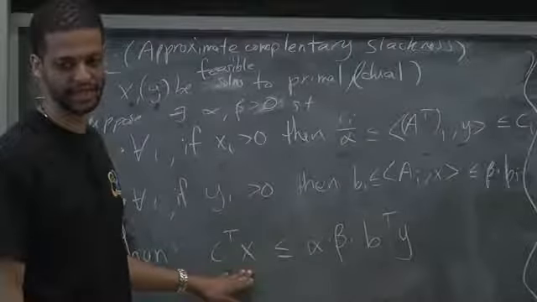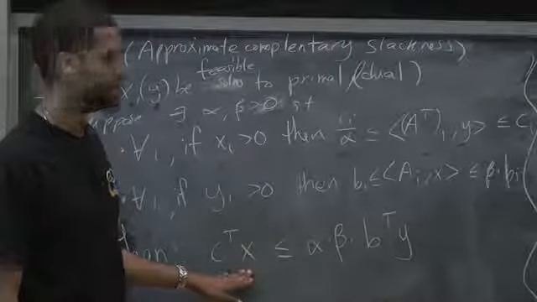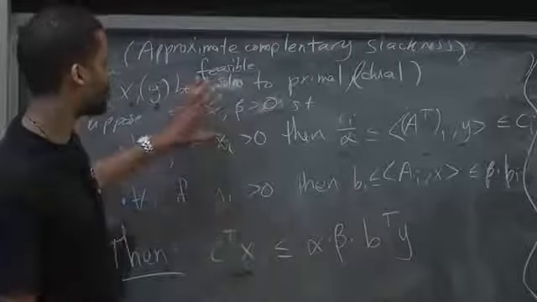Remember, you want to minimize C transpose x, right? So if you're able to compute x and y satisfying this, then you know that the C transpose x you've got is at most alpha beta times B transpose y. And why is that nice? That's nice because we know that opt of the dual is at most opt of the primal, which is at most C transpose x. Right? X is a feasible solution. So opt of the primal is at most C transpose x.